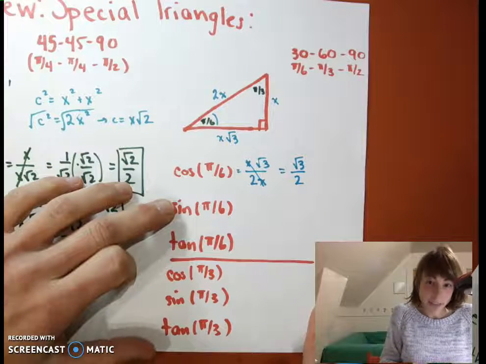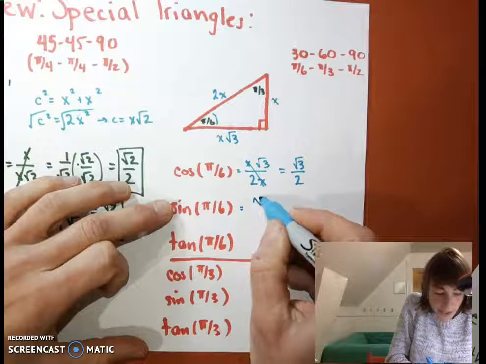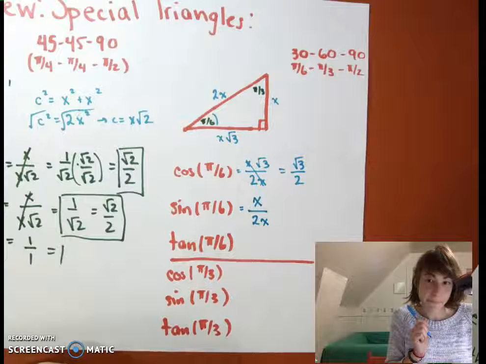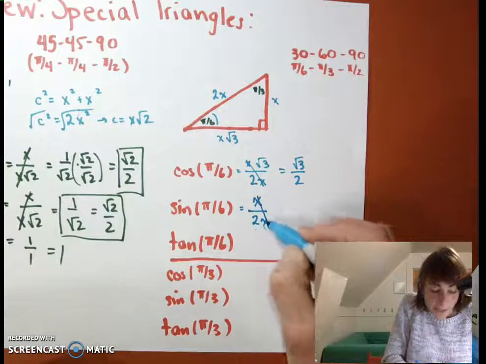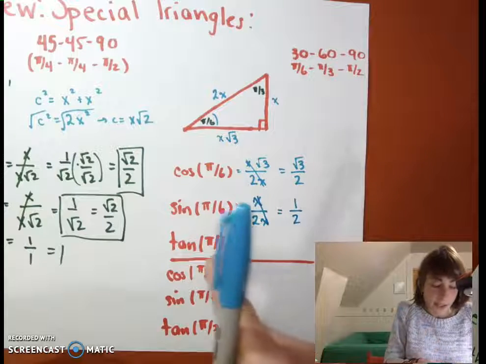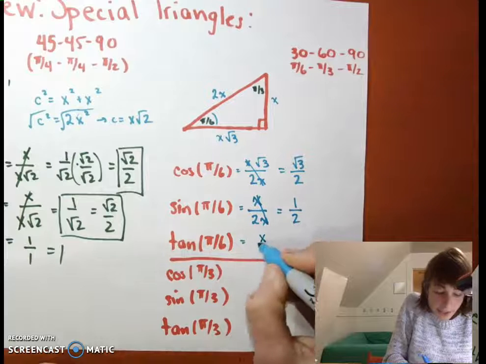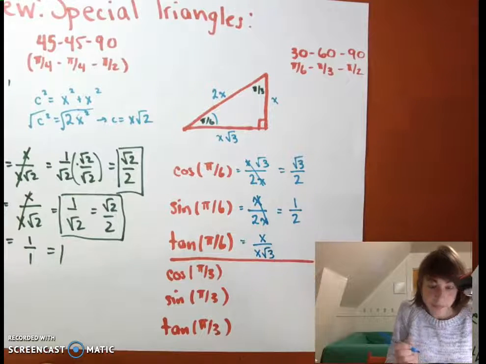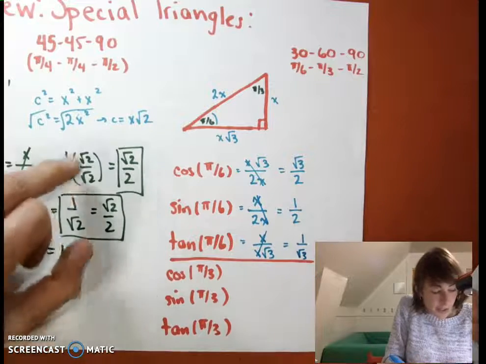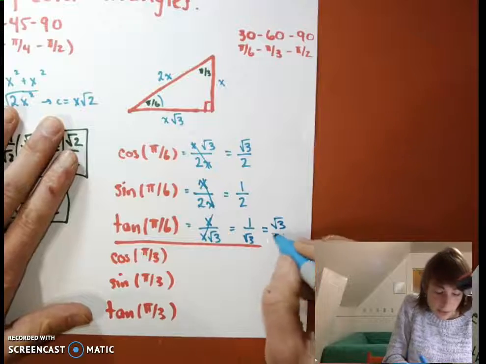Similarly, we can do sine of pi over 6. That will be the opposite over the hypotenuse. So we get x over 2x, and the x's will cancel, so sine of pi over 6 is just 1/2. Tangent of pi over 6 is the opposite over the adjacent, so it will be x over x root 3. And the x's cancel, so I get 1 over root 3. If I do this same rationalization trick, that's the same as root 3 over 3.